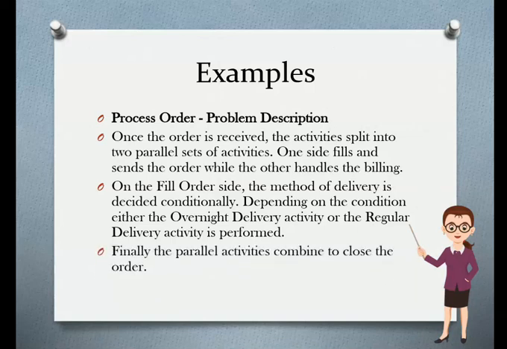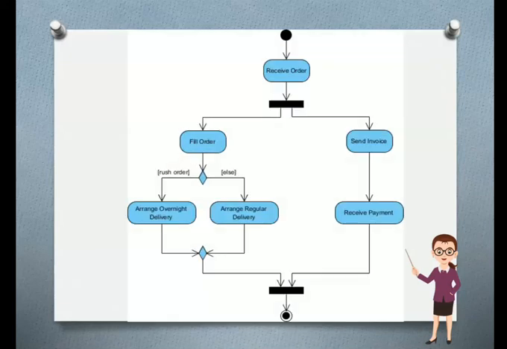This is an example for this scenario. First, a filled circle represents the initial activity. After the first activity, receive order, multiple activities are performed in parallel: fill order and send invoice. In fill order there are two conditions: if the order is a rush order, then arrange overnight delivery; else, it is a regular order, so arrange regular delivery. Arrange overnight delivery and regular delivery are merged with the help of a decision box or merge node.